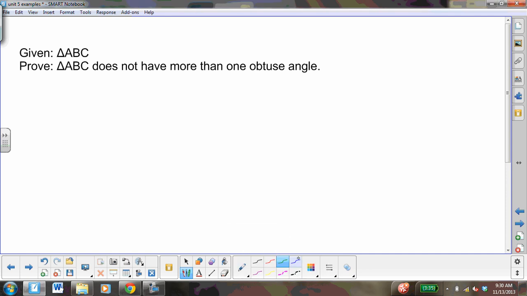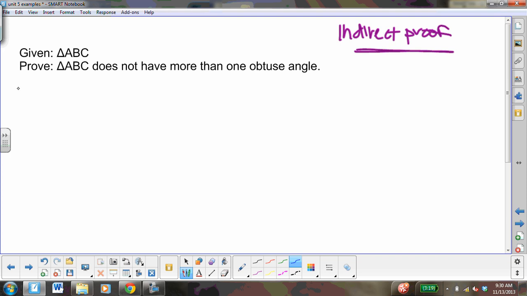Given triangle ABC, prove that triangle ABC does not have more than one obtuse angle. Since I'm not proving something specific about triangle ABC, I'm going to use indirect proof. If I'm using indirect proof, I'm going to assume that the opposite is true.